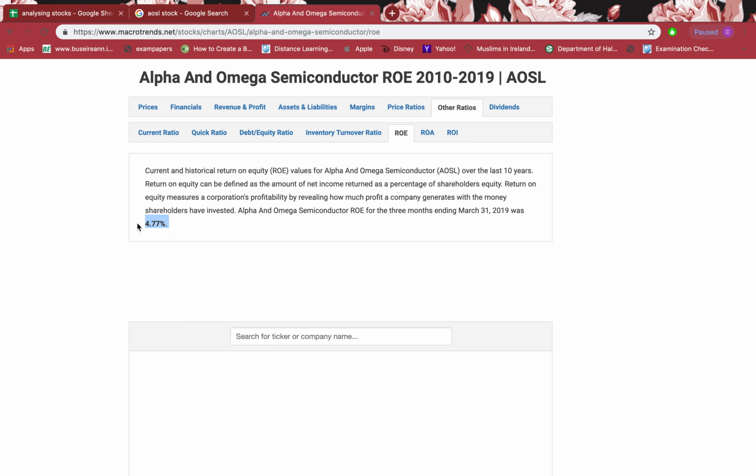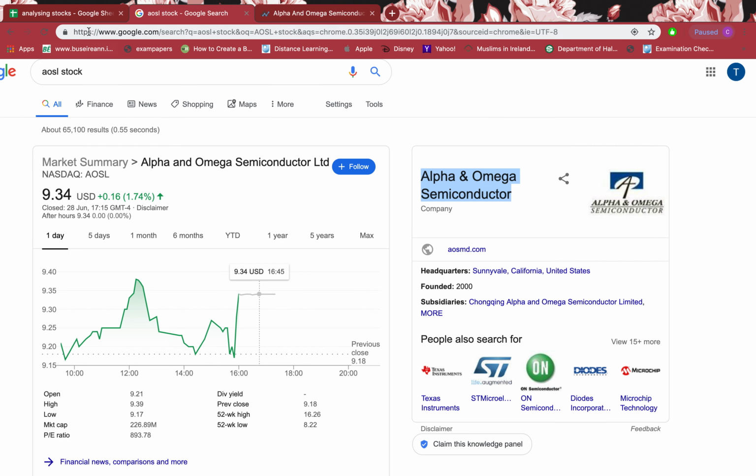It should be 8% or above return on equity for it to be safe to invest, but we don't have data before March 2019, so I don't know about that. We need to look into that as well. And still it's 4.77, which is not very good, not ideal.